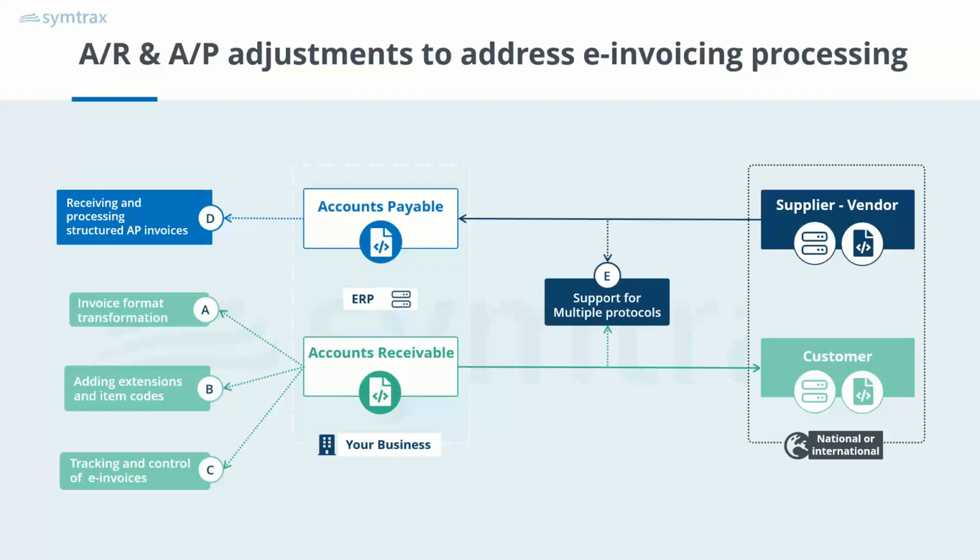And lastly, support for multiple protocols, and this applies to both AP and AR. Your invoicing system must be flexible to accommodate whichever transmission protocol your trading partner requires, whether that's EDI using AS2, PEPPOL, or HTTPS-based API connections. So, to summarize, the key questions you need to ask are: can your ERP handle all the required adjustments? Does it fully match your business needs? And if upgrades are needed, what effort and cost would that involve?